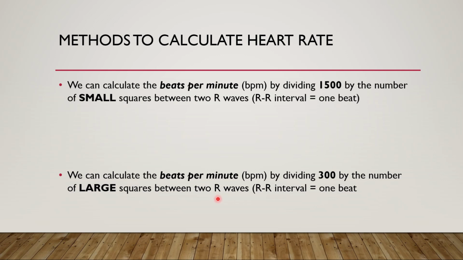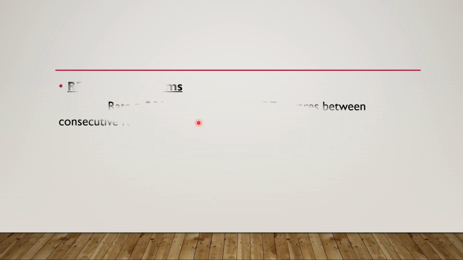Also, there is a crude method for calculation of heart rate, especially in emergency situations, in which we select a QRS complex which lies on broad vertical line, and between that QRS complex and next QRS complex, we calculate the large boxes at 300, 150, 100, and so on.